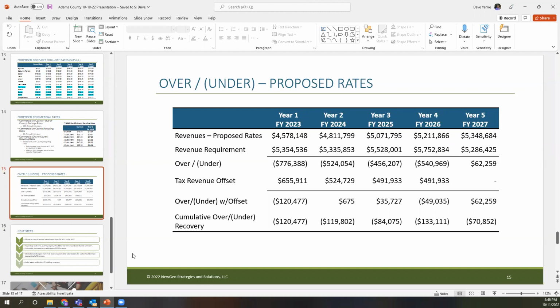Just one more if I can. That goes back to the recycling. Was any of that looked at as far as cost versus income?